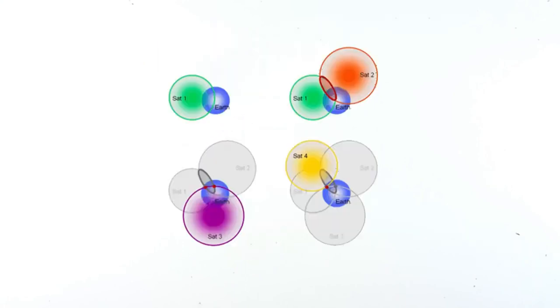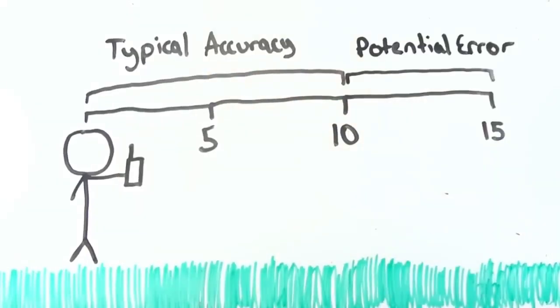As we introduce more GPS satellites into the mix, we begin to get closer to where we are. By calculating the time differences between these satellites, we move from having no idea where we are to being able to pinpoint where we are, typically down to 5 to 10 meters on average, with the potential error being around 15 meters.